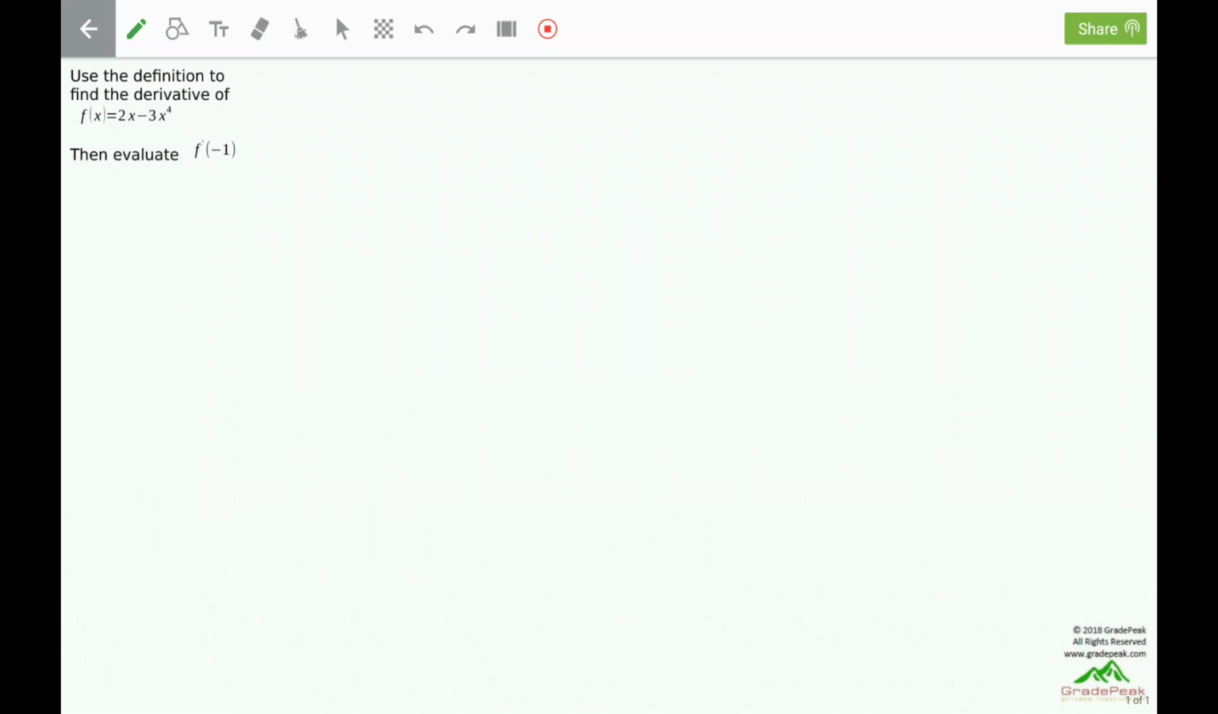Use the definition to find the derivative of f of x equals 2x minus 3x to the fourth, then evaluate f prime of negative 1. The first thing to do is write down the definition of the derivative.